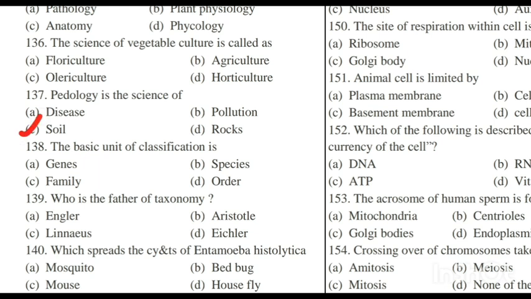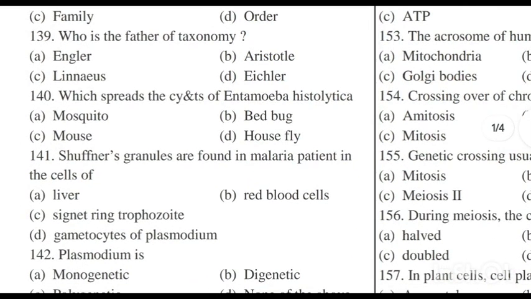Okay, to study about different types of soil pH, soil temperature, the soil texture, its chemistry, it is all about pedology. The basic unit of classification is species. Who is the father of taxonomy? So the father of taxonomy is Carolus Linnaeus. Next question, which spreads the cyst of Entamoeba histolytica? So here the answer is housefly.